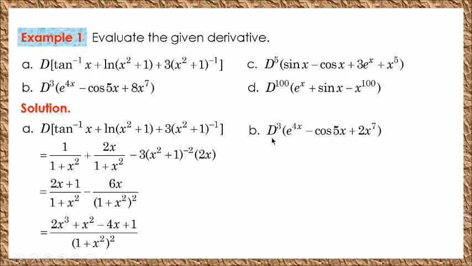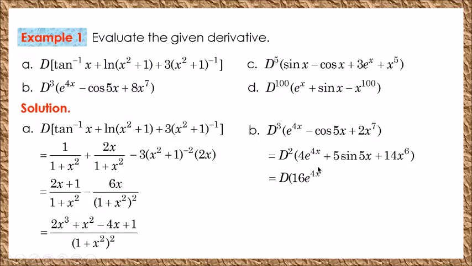Letter B. D cubed applied to e to the 4x minus cosine 5x plus 2x to the 7. So we have to take up to third derivative. Taking the first derivative, we get 4 e to the 4x minus derivative of cosine of 5x is negative, so we have positive. Derivative of 5x is 5. So we have 5 sine 5x plus 14x to the 6.